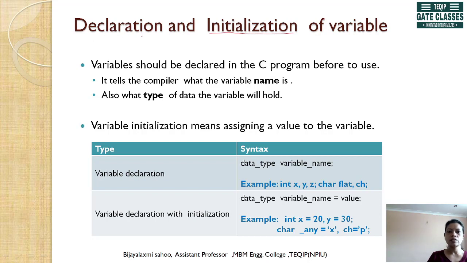Through declaration, you are giving a declarative statement that this is the name of your variable, this is the data type of your variable, and all the details about this variable. This declaration section tells the compiler the name and what type it is going to hold.